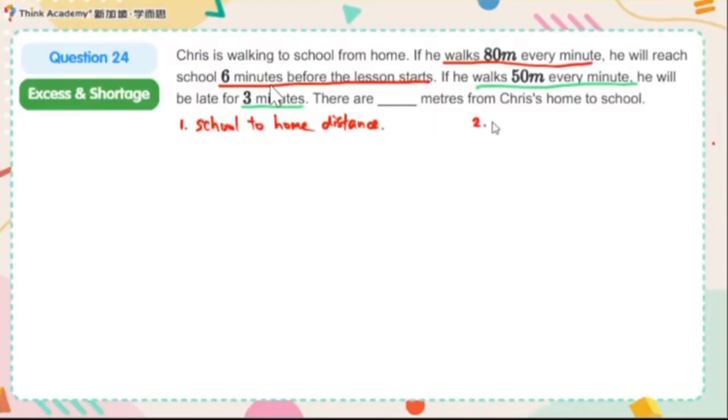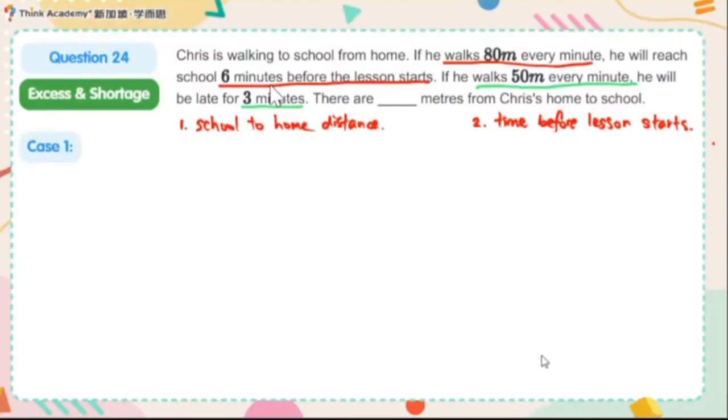Second, the time before lesson starts, right? In these two cases, the time before lesson starts is the same. Chris is walking to school from home. He is starting to walk at the same time point, just that if he walks at different speeds, it will take him different times to reach the school. So let's think about the two cases now.